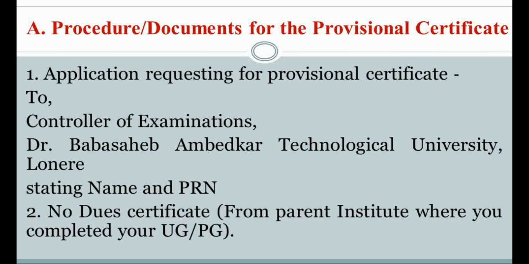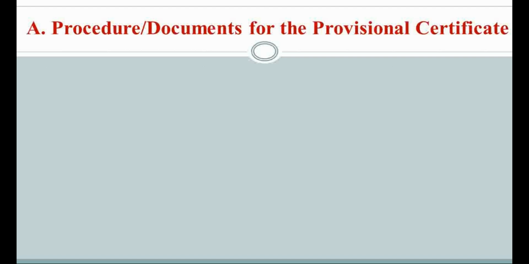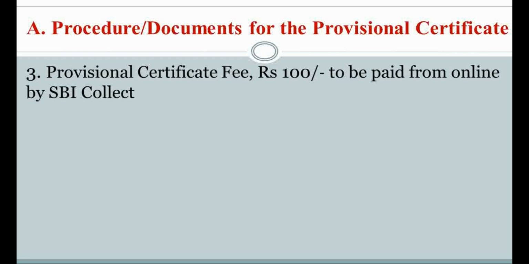Next required document is the no dues certificate. Since you have studied at that institute, you have to take your no dues certificate from where you have completed your UG or PG course. Next required document is your provisional certificate fee, that is 100 rupees. You have to pay it by online mode by using SBI Collect. How to do this online payment by SBI Collect, I will show you at the end of this video. So keep watching this video till the end.